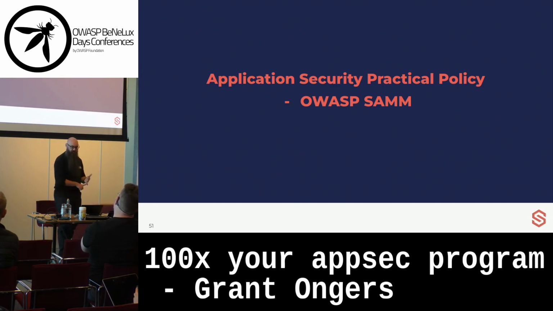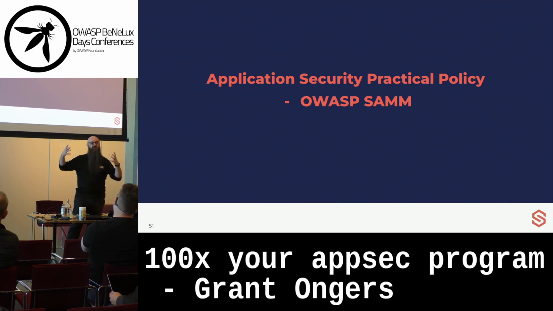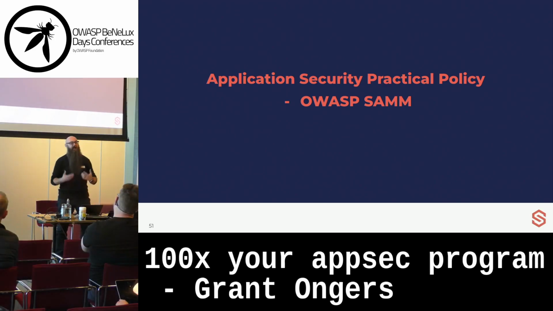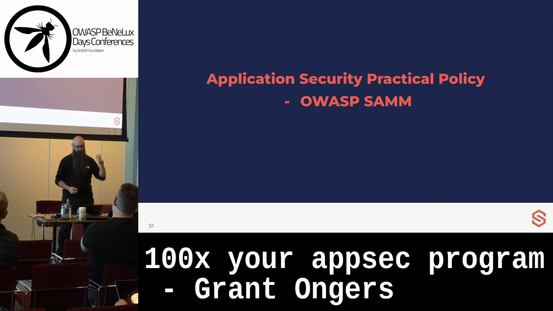Now, we covered ASVS in tertiary. How do we turn this into a practical policy? So how do we make how we build code? So building a secure thing, and this is now building a thing securely. So we've built this, we understand what's necessary to build a secure product, but how do we go about building that product securely? And this is OWASP SAMM.